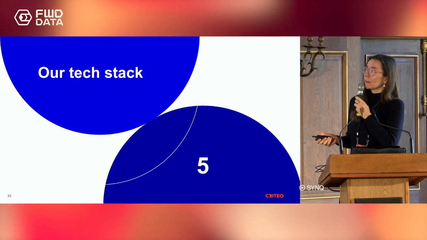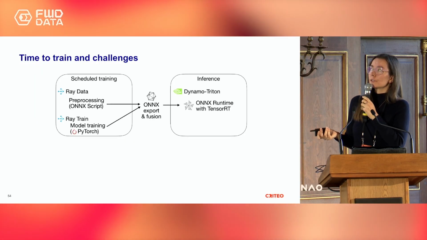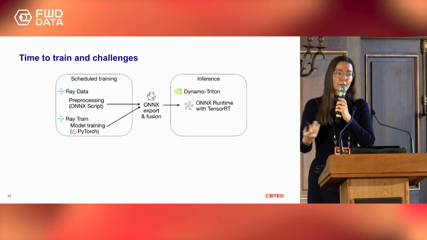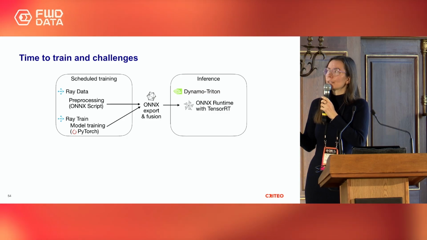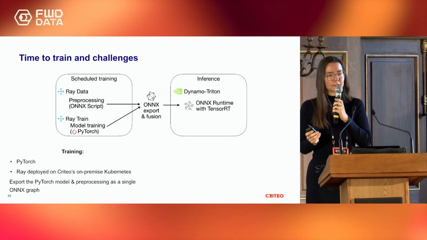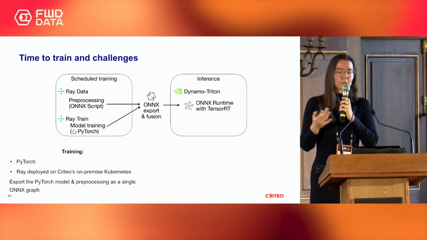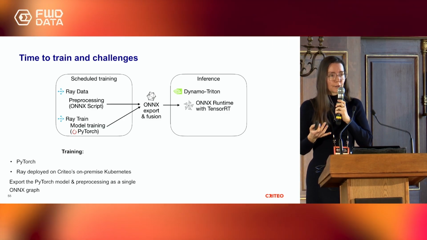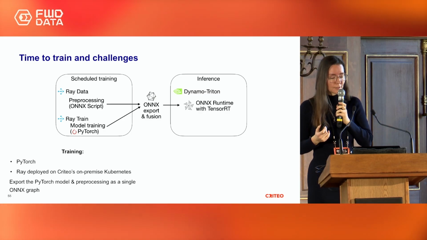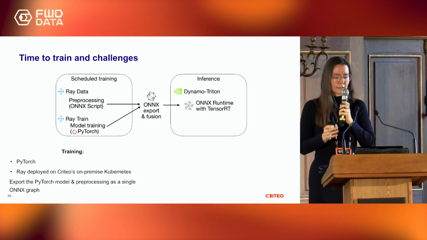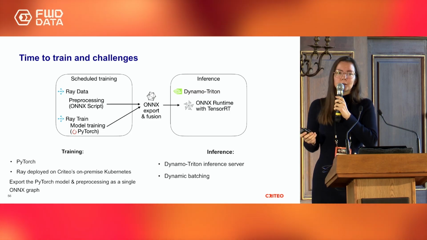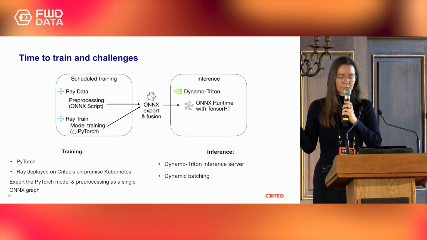Now, our tech stack. For scheduled trainings, we use something called Ray. We use Ray Data for data parallel training. We use Ray Train. These things are deployed on Criteo's on-premise Kubernetes cluster. And then once the model has been trained, we export the PyTorch model, because, yes, did I mention we use PyTorch, and then we export it and the pre-processing as a single graph into ONNX. And once we have that, here comes the time for inference.